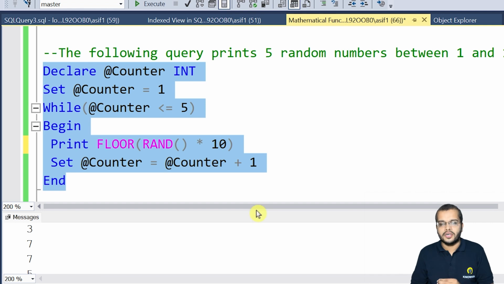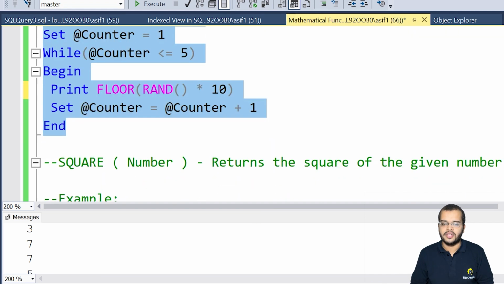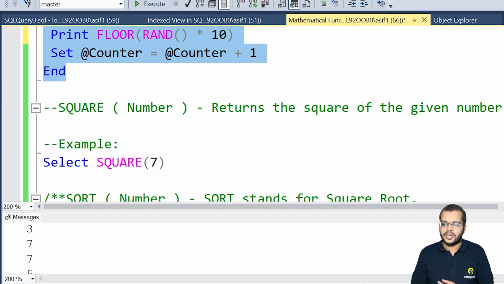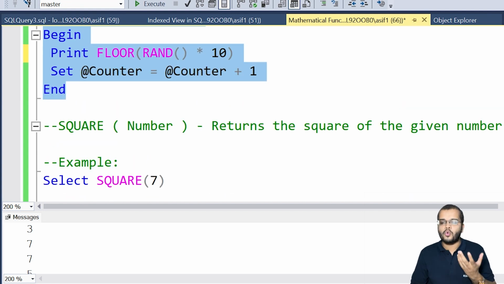So my dear viewers, let us learn a few more mathematical functions we have in SQL Server, which is square. Now what is a square? Square is nothing but multiplying a number 2 times. Am I right? So 7 sevens are 49, 2 twos are 4, 4 fours are 16, right? So square is multiplying 2 times.